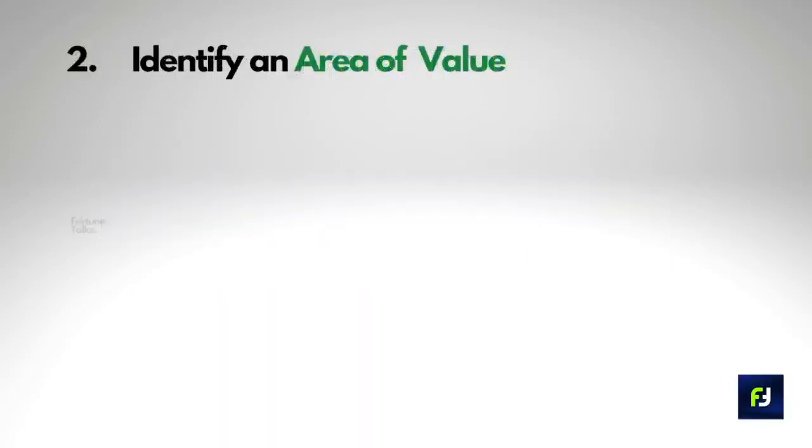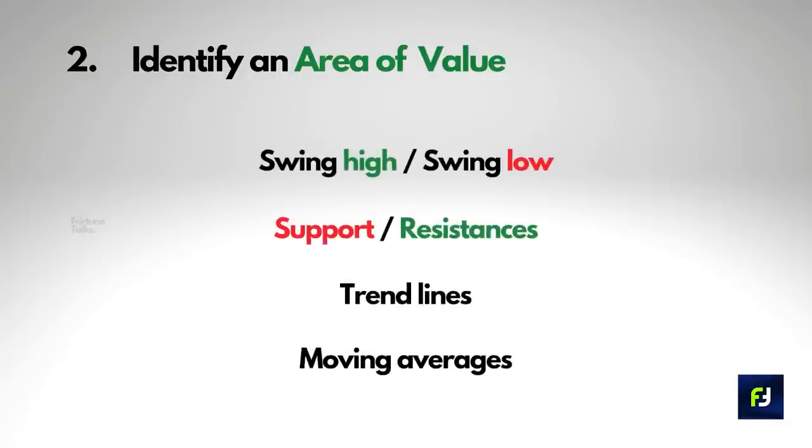Now, the second point is to identify an area of value. Here's the thing. Just because the market is in an uptrend doesn't mean you want to blindly enter a trade. Instead, you want to be trading from an area of value. An area of value could be any of these, including a swing low or a swing high, a support or resistance level, a trend line or a moving average, etc. These are all potential areas on your chart where buying or selling pressure could step in.